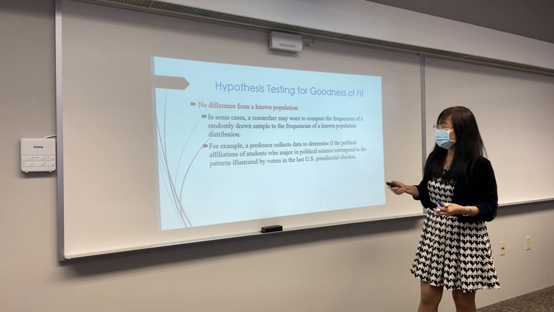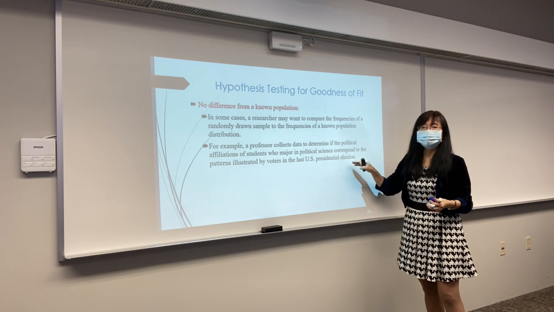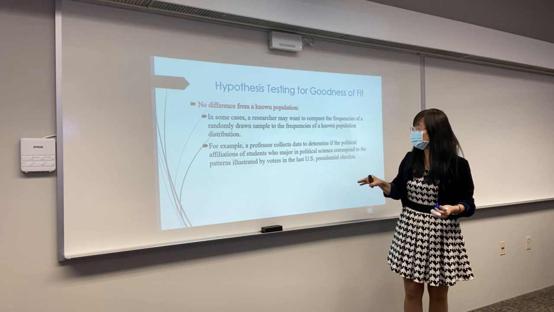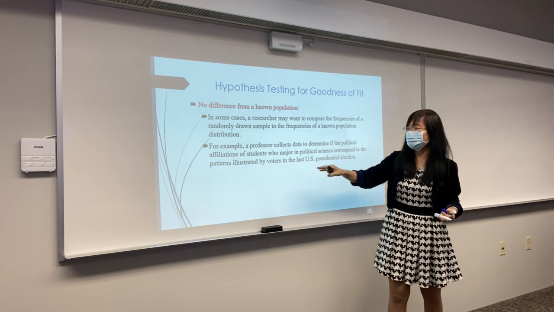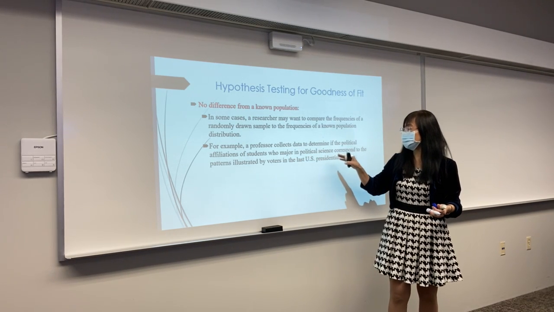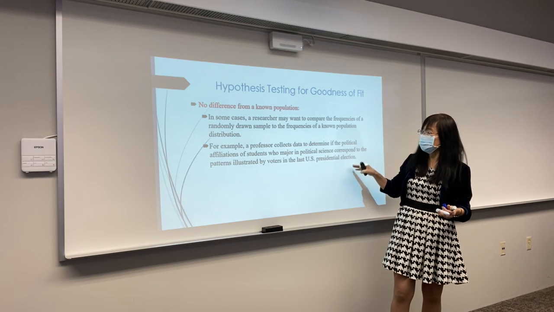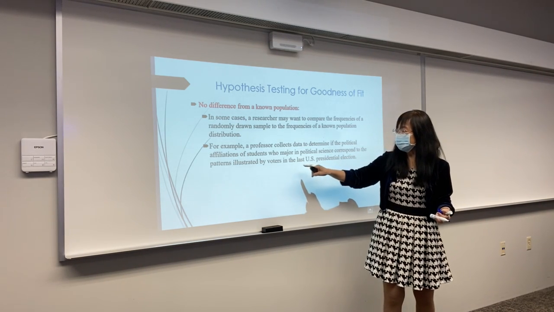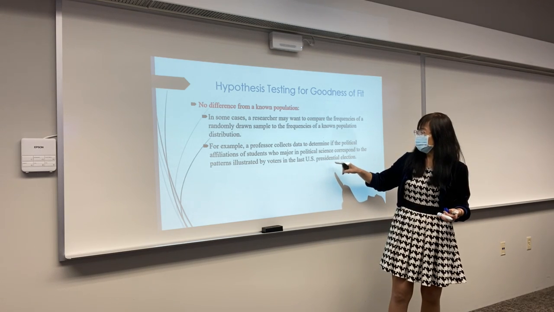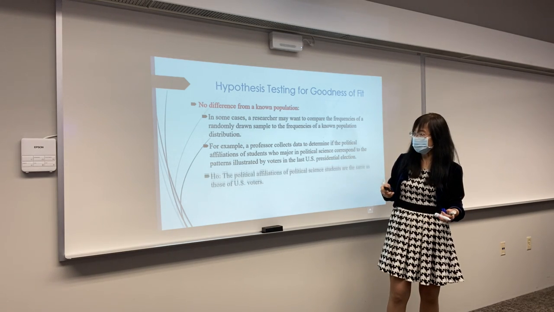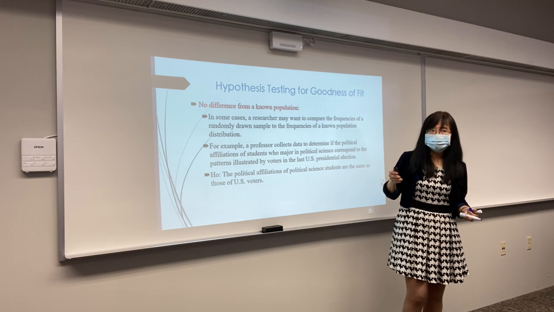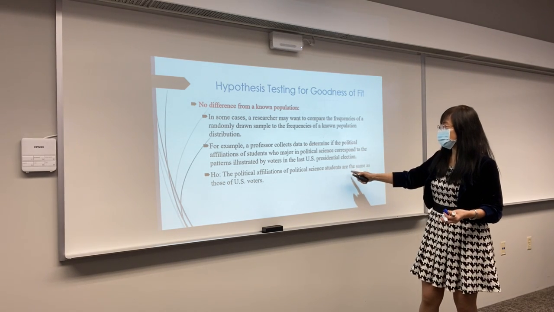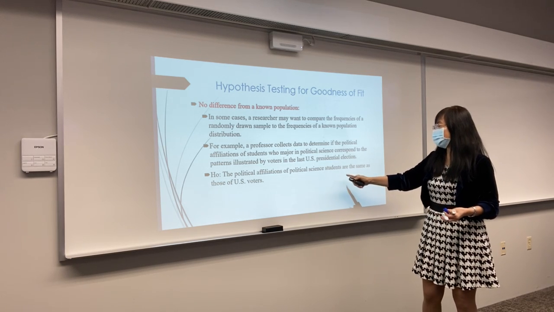So that's the example, and we are going to work on this. A professor collects data to determine if the political affiliation of students who major in political science corresponds to the pattern illustrated by votes in the last U.S. presidential election. Make sure you remember how to write hypotheses. The first hypothesis we will say is that they are the same.